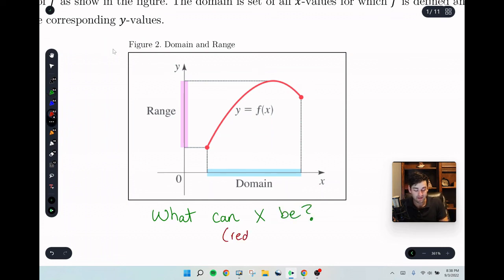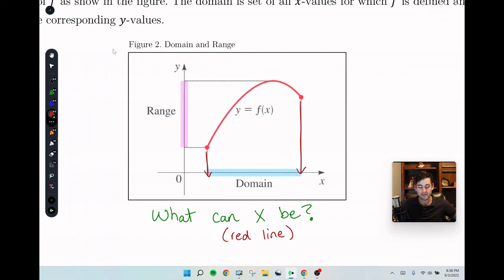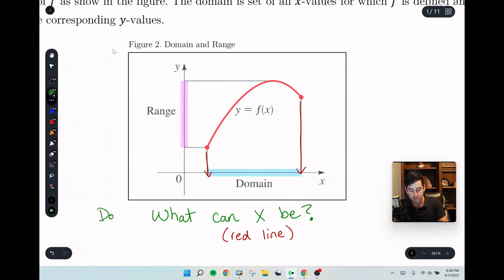It's all the things that that red line touches on the x, right? So x could be this all the way to this. It couldn't be past it on the right, and it couldn't be past it on the left. So that's our domain. I'll label it. Domain, the question we ask ourselves is, what could x be?